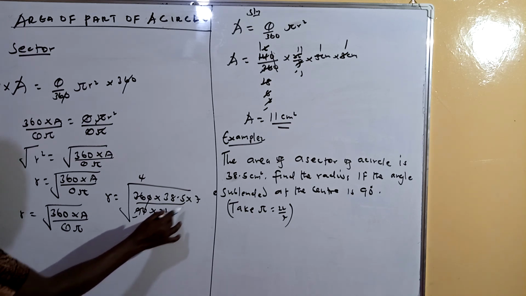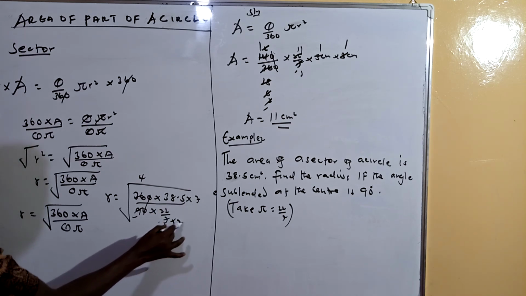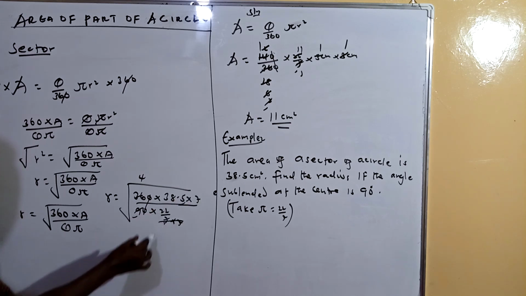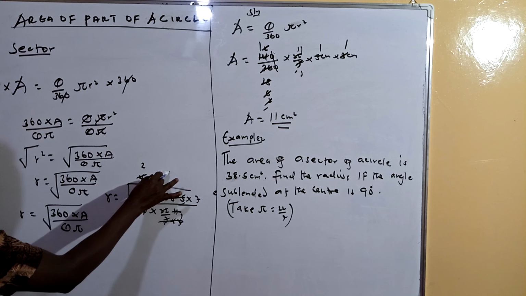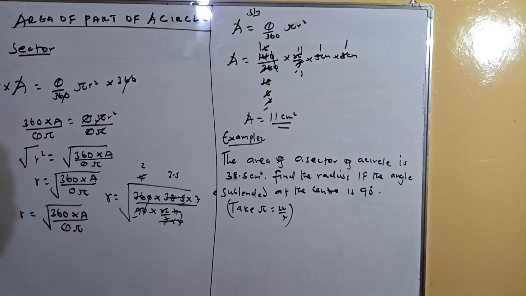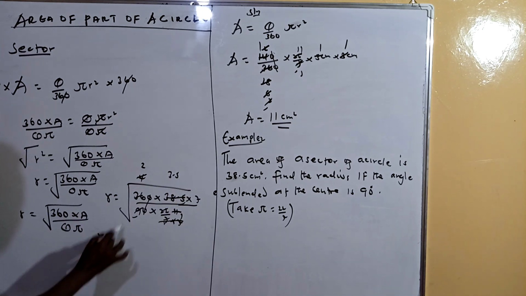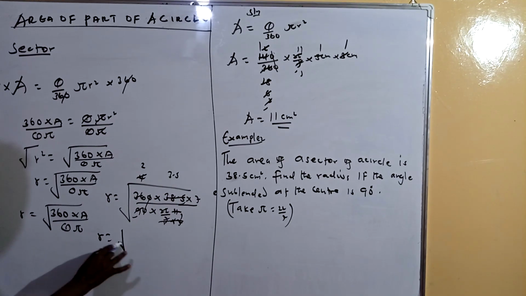So cancel these two: 9 by 9, 1; 9 by 4. Then we eliminate this 7 by multiplying both sides. Cancel these two, then take this one up. 2 by 2, 1; 2 by 11. 11 by 11 is 1. That's 8.5 divided by 11. So r is equal to 2 times 3.5, which is 7.